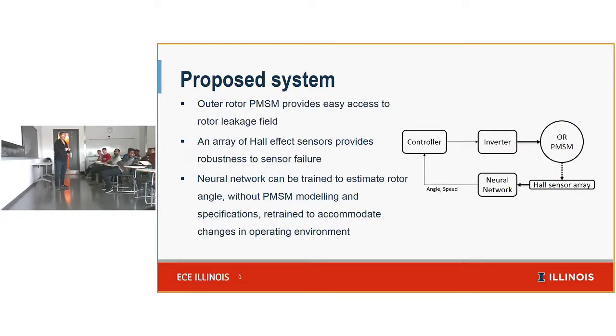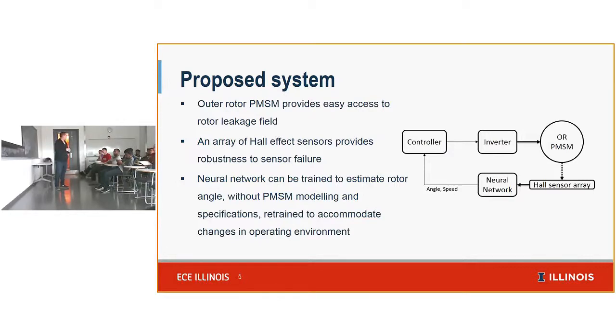So what is proposed is we use an array of Hall effect sensors to measure the leakage field from an outer-rotor PMSM. So we are using an outer-rotor PMSM in this case because it provides easy access to the rotor field, but it's not limited to outer-rotor PMSMs specifically. And the signals from the Hall sensor array are passed into a neural network, which is trained to estimate the rotor angle based on the readings from these Hall sensor arrays.